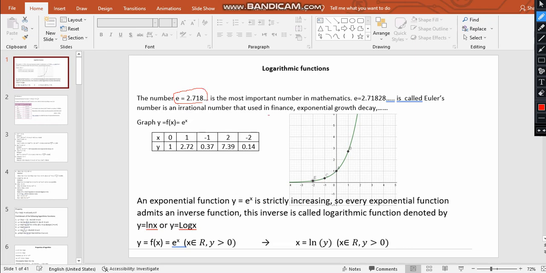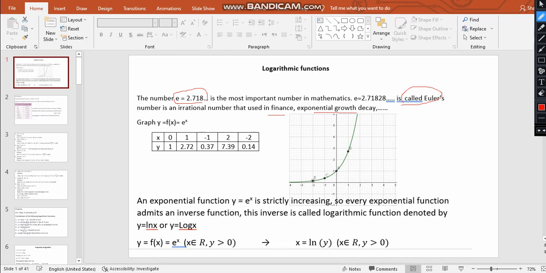It's used in finance, in exponential growth and decay. It is used in banking. It is used to know the age of a rock, the age of any specific material. So this number is important, and it's called the Euler number. So we're going to graph this Euler number, y equals e^x.